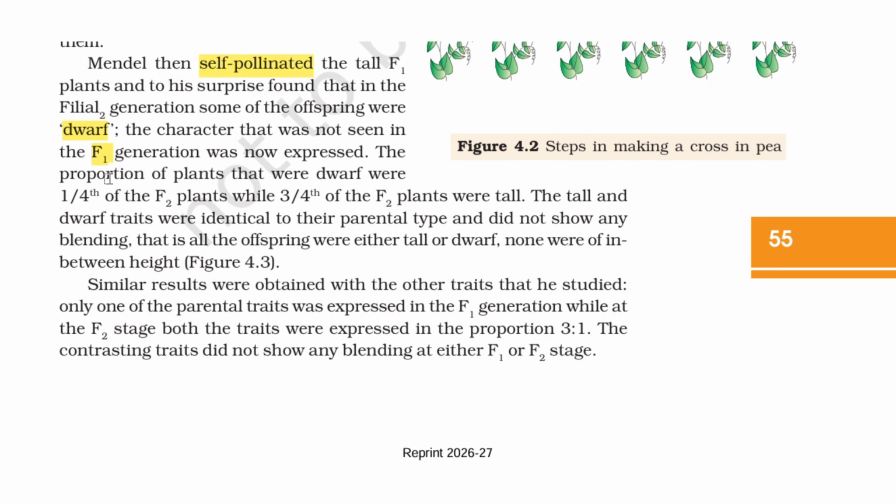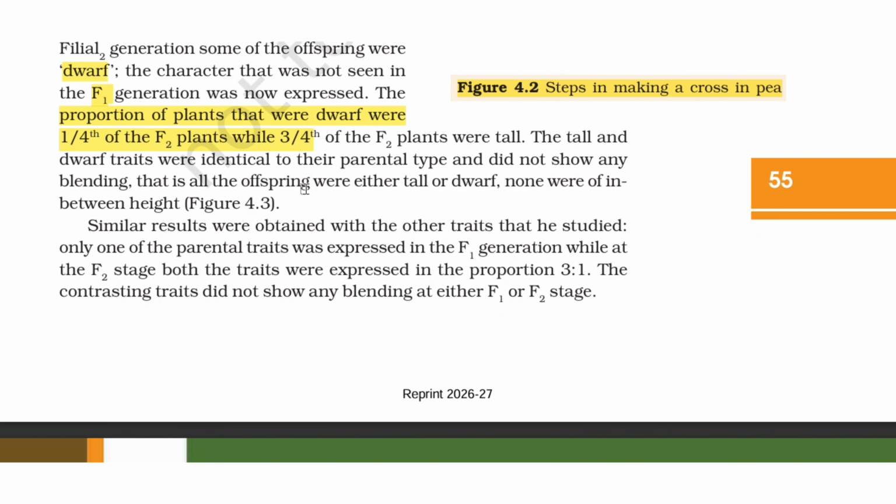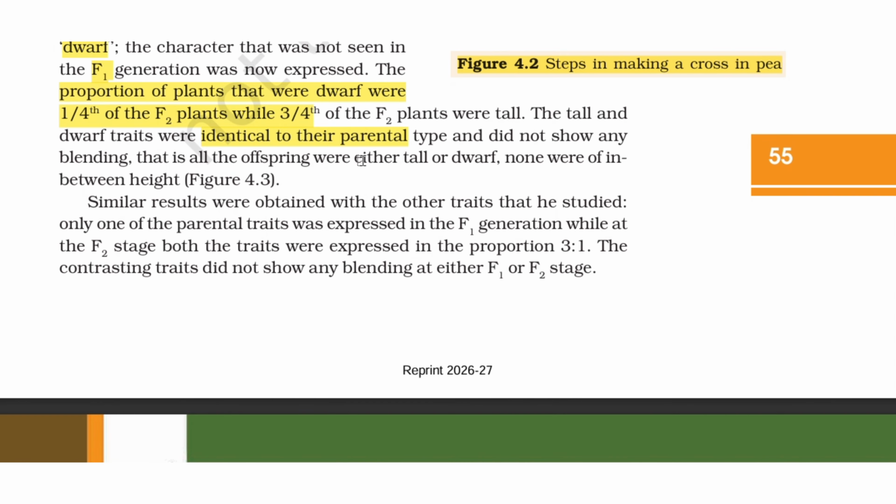The proportion of plants that were dwarf were 1/4 of the F2 plants while 3/4 of the F2 plants were tall. The tall and dwarf traits were identical to their parental type and did not show any blending, that is all the offspring were either tall or dwarf, none were of in-between height, figure 4.3.